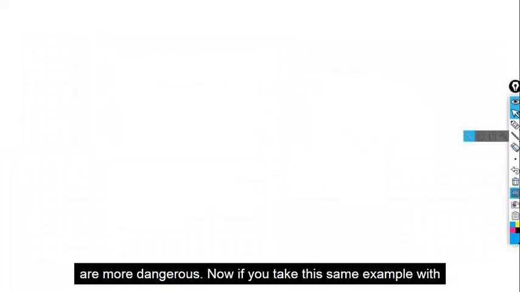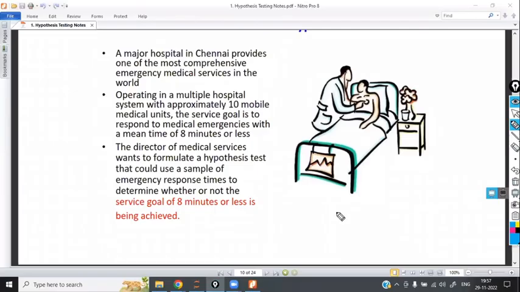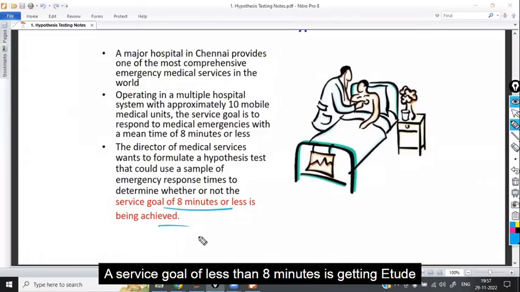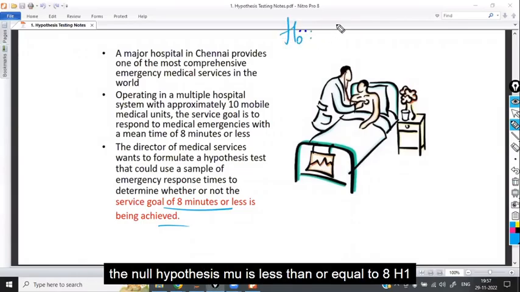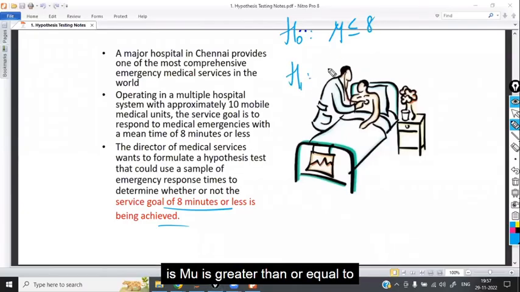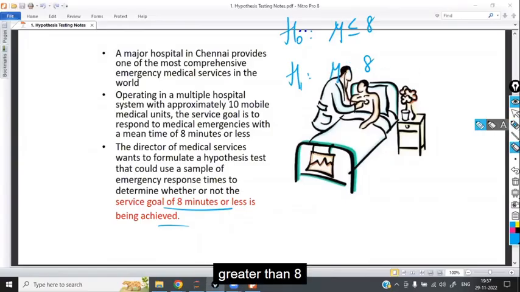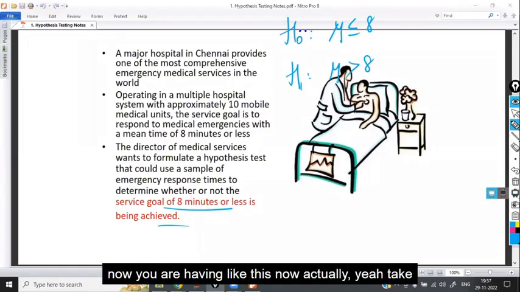Now, if you take this same example with respect to a service goal of less than 8 minutes, whether it is getting achieved or not. This is the situation for the null hypothesis. What is the null hypothesis? H0: mu is less than or equal to 8. H1: mu is greater than 8. Now you have it like this.